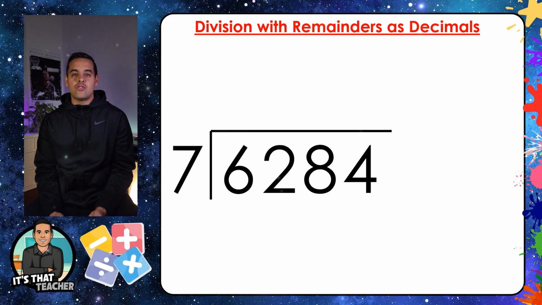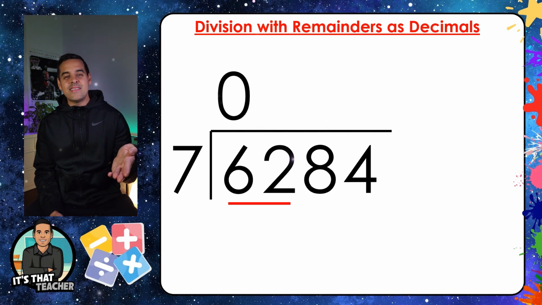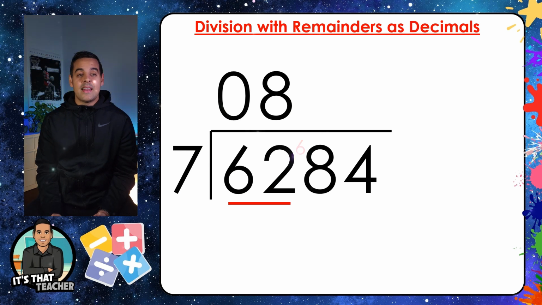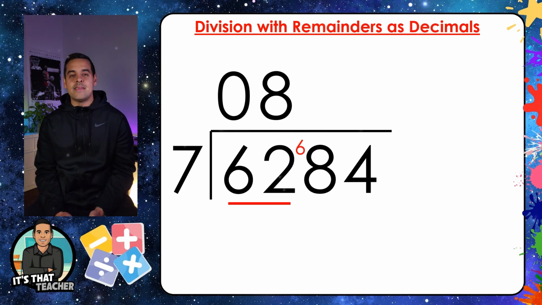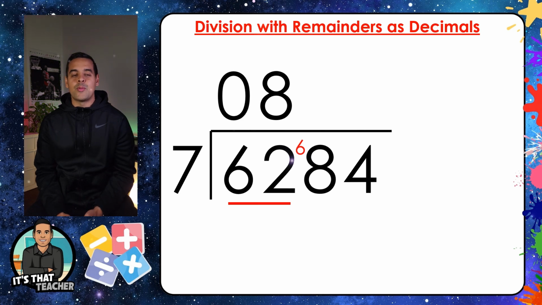Finally, we have 6,284 divided by 7. Now, how many 7s can fit into 6? That would be 0. How many 7s can fit into 62? That would be 8. Now we have 6 remainders. So this is more of a difficult question, but we'll get on with it.